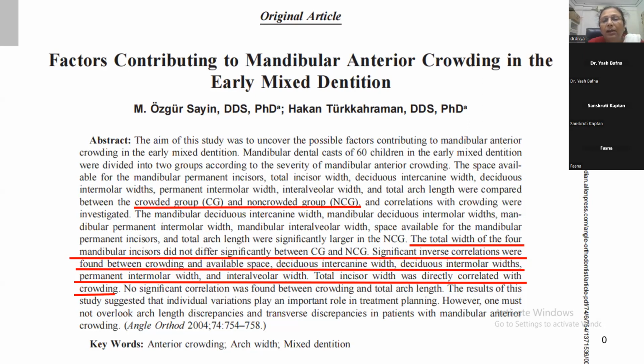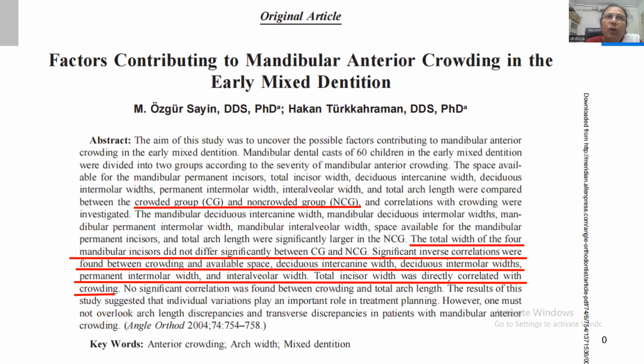So these are all indicators like arch circumference, the tooth material, the transverse dimension. The measurements in the transverse dimension are the important indicators of your arch type, whether it will be a non-crowded arch, a borderline arch, or a severe arch. The eruption pattern is different in all the arches.